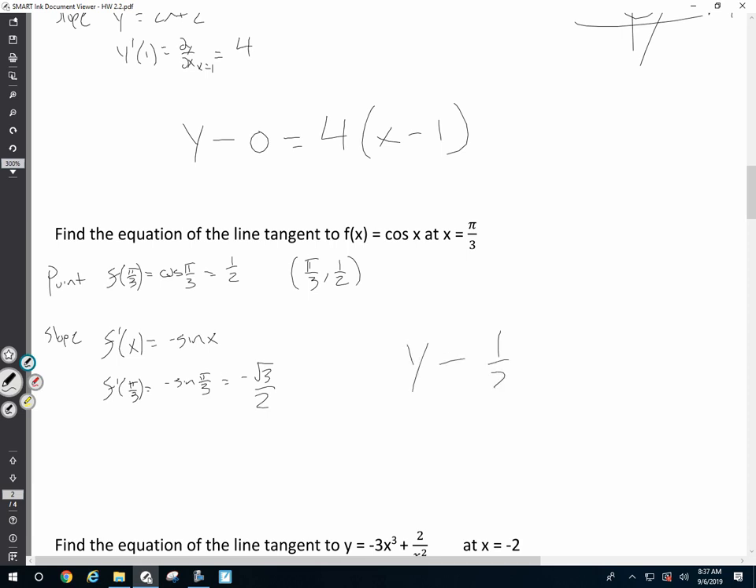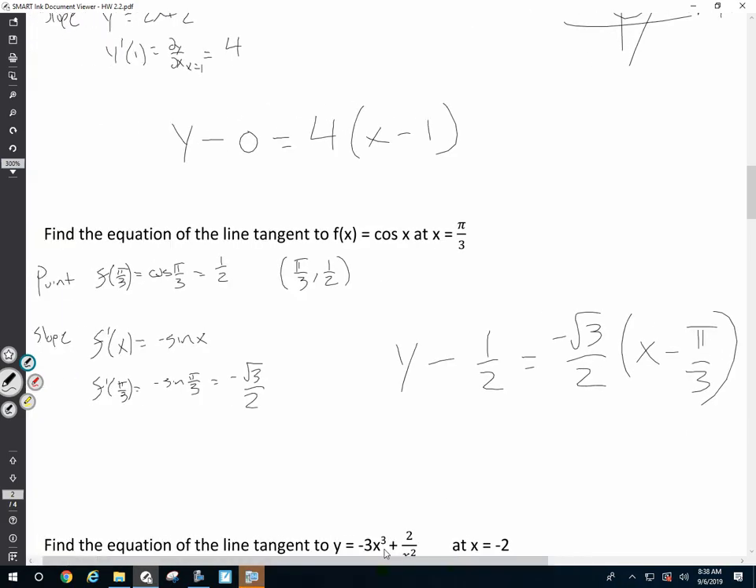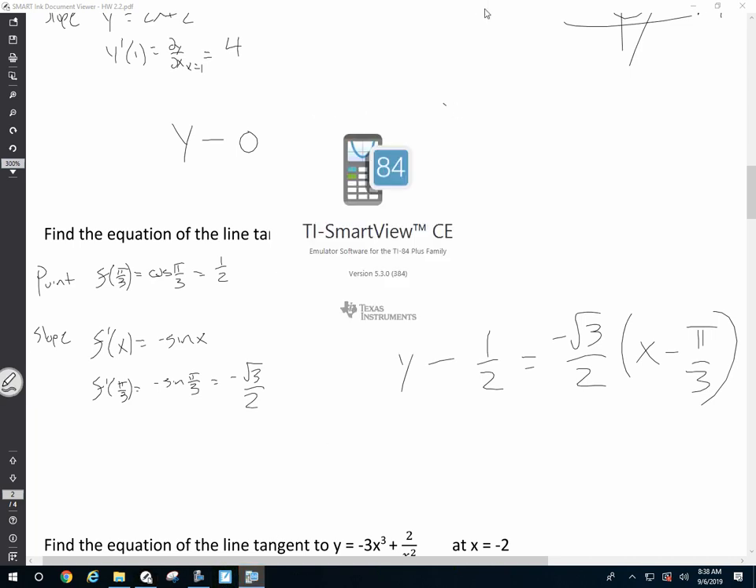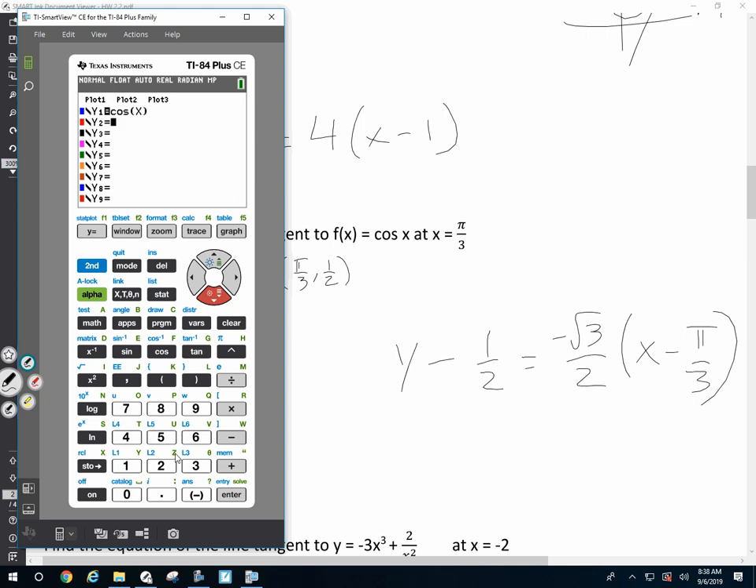Here's my equation. Y minus y1 equals m times x minus x1. What's great about this is you can always check to see if you are correct if you have a graphing calculator. So watch what I'm going to do. Pop up my graphing calculator. Graph cosine of x. If I've done my job correctly, if I graph negative root 3 over 2 times x minus pi over 3, and then I add a half, I should see a tangent line to cosine at pi over 3. Yes. Let's see. Plug in pi over 3. Boom. I can zoom in right there just to make sure. Tangent. Awesome.